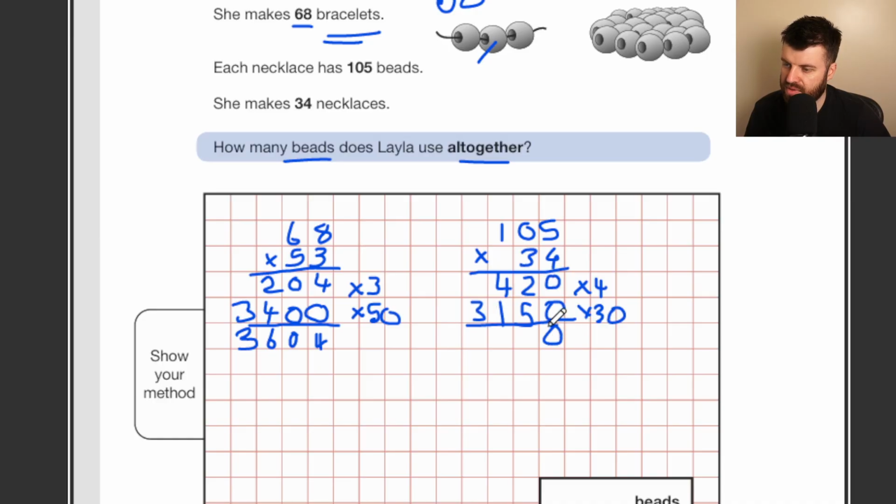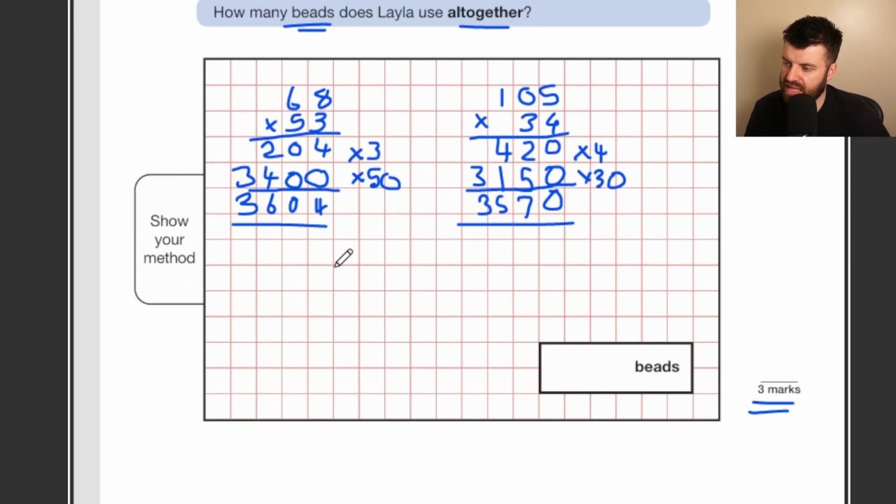And we're going to add these up. We get 7 in the tens, 5 in the hundreds, 3 in the thousands. So we have 3,604 and 3,570. How many beads are used altogether? Final step here. Let's add them up.